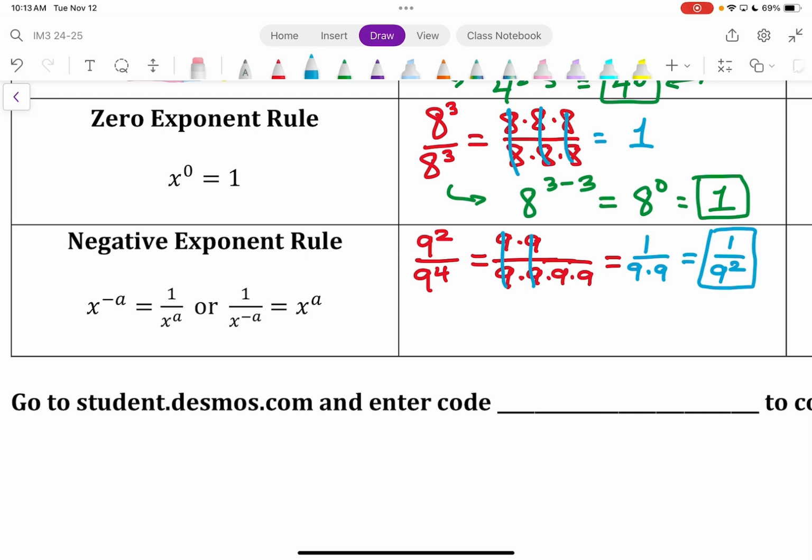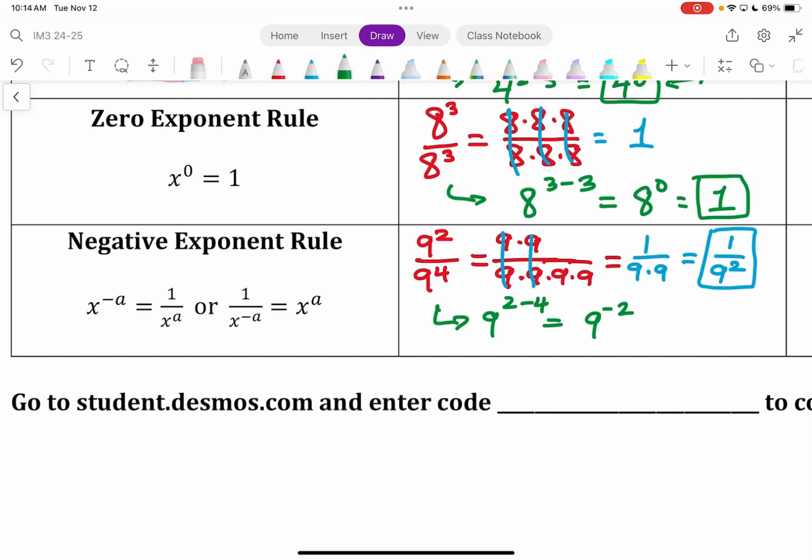We get that from simplifying 9 squared over 9 to the 4th. Now that's just, once again, expanding, showing you guys behind the scenes. When I use the quotient rule is when you can really see this idea of the negative exponent rule. Because 9 to the 2nd over 9 to the 4th is the same as 9 to the 2nd minus 4. Now, 2 minus 4 is equal to negative 2. So 9 to the negative 2nd power is what I get.